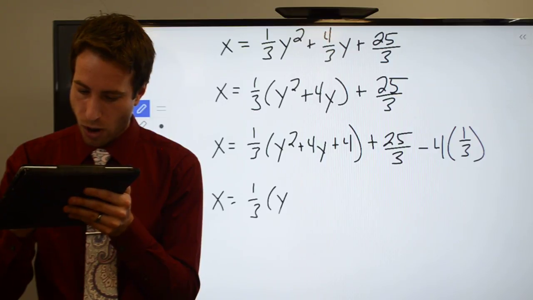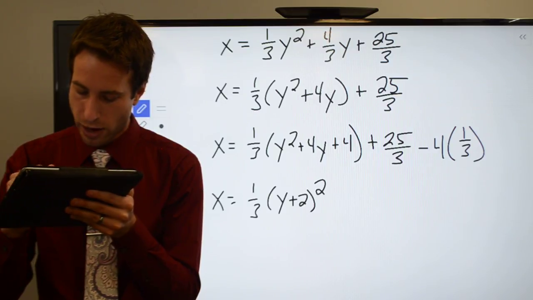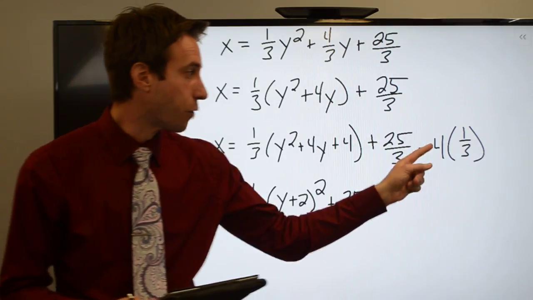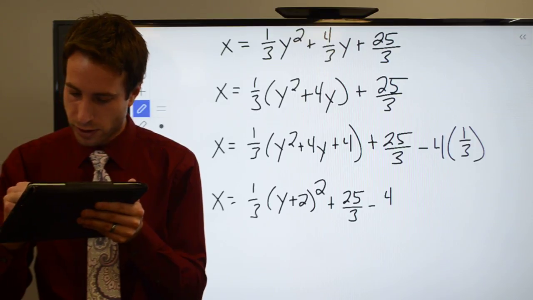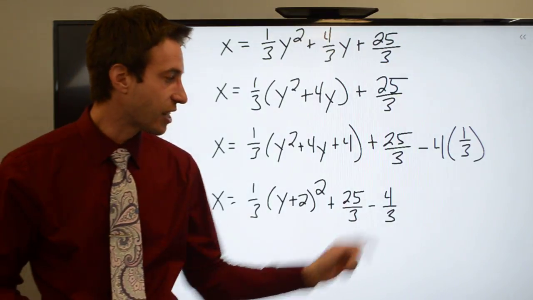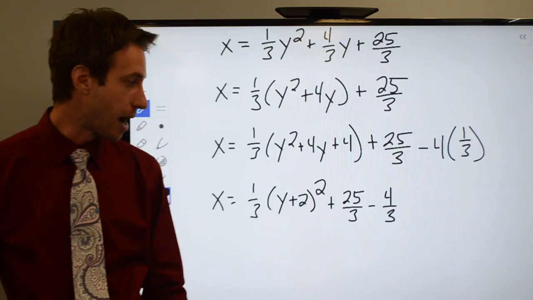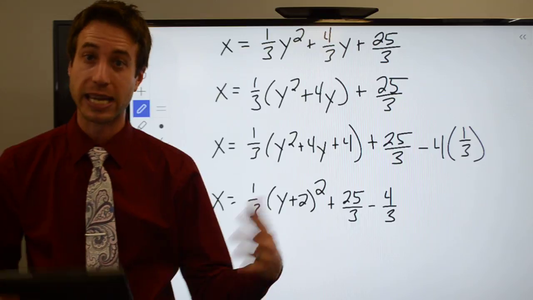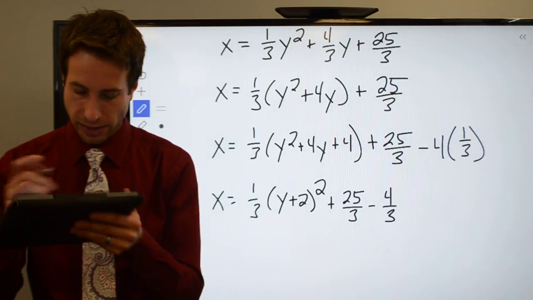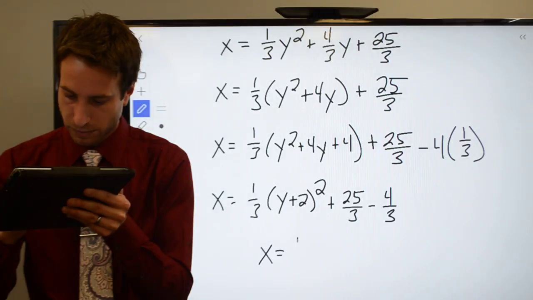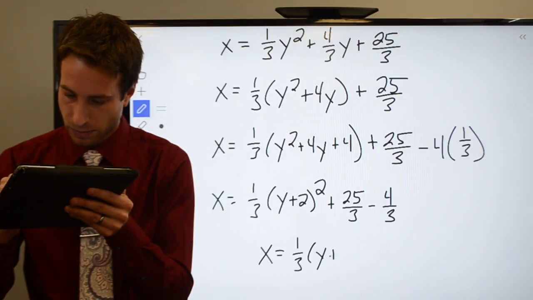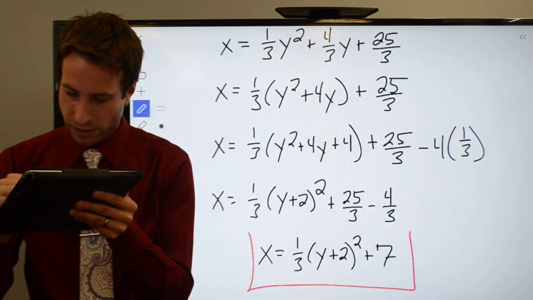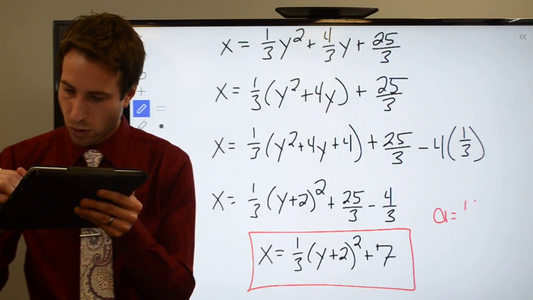So write it as (y plus 2) squared plus 25/3 minus 4 times 1/3, which is just minus 4/3. Those are fractions that already have a common denominator. 25 minus 4 is 21. 21 divided by 3 is 7. So I got a plus 7 back there. And there it is. Vertex form, a is 1/3.